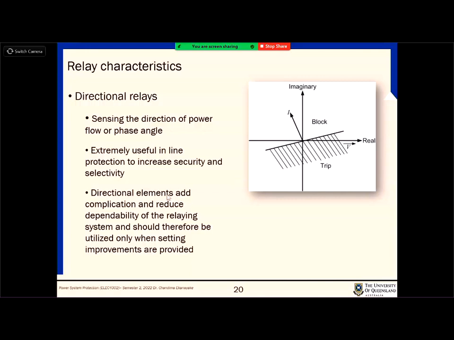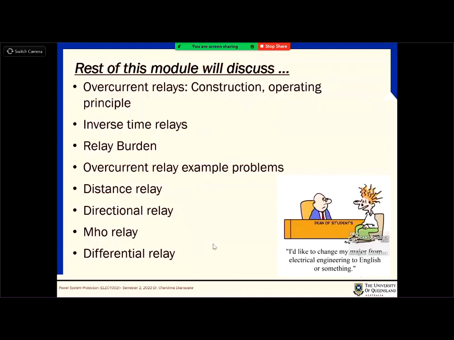Yeah, so this is an extra element. When you add an extra element, that reduces the dependability of the relay system, right? So you shouldn't introduce these extra bits if there is no requirement, because once you introduce extra things, the concept of simplicity is reduced as well. Okay, so this is all, and then I will move into the real calculations part with the overcurrent relays now.